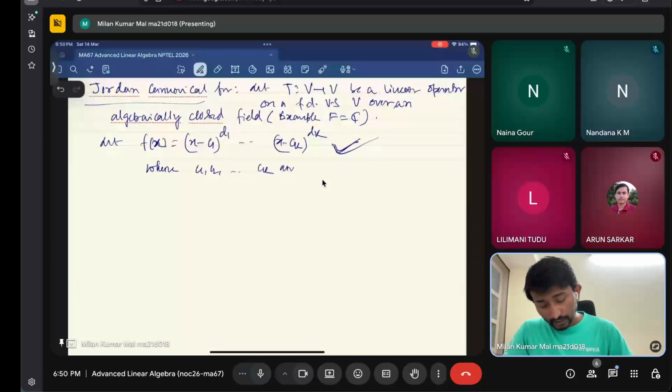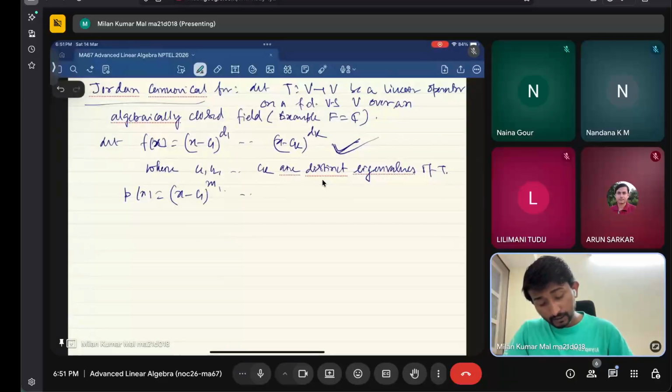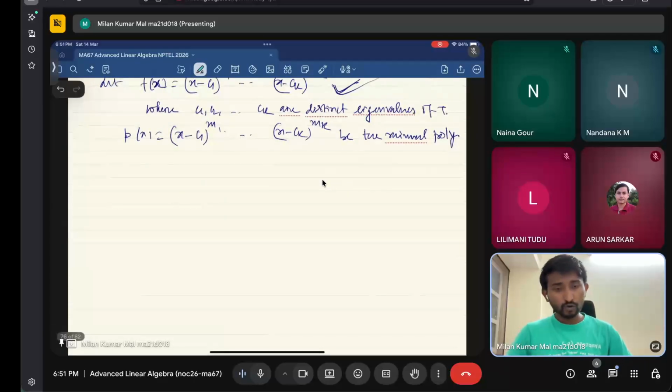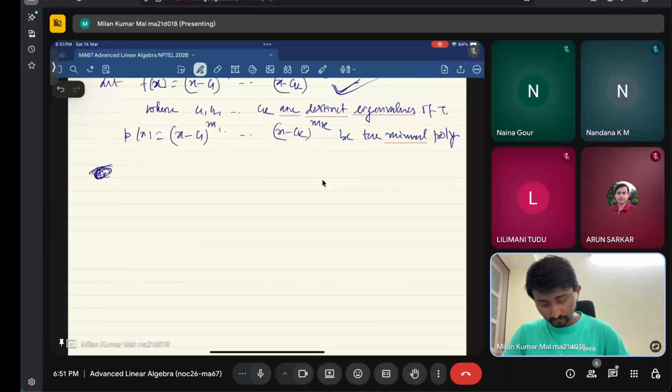of T. Let m(x), or p(x), whatever I'm using, equal (x minus c1) to the power m1, all the way to (x minus ck) to the power mk, be the minimal polynomial. So the Jordan canonical form of T with this.